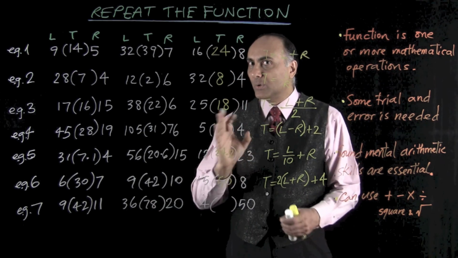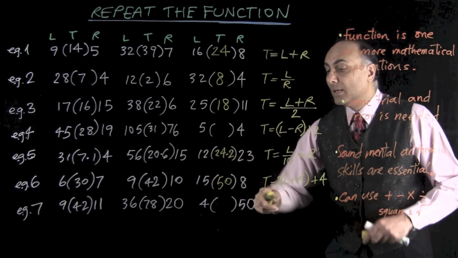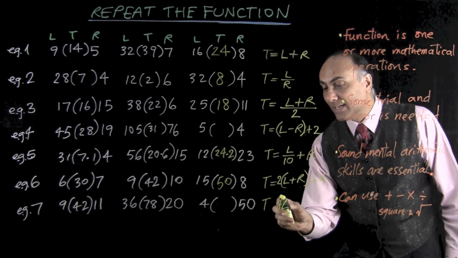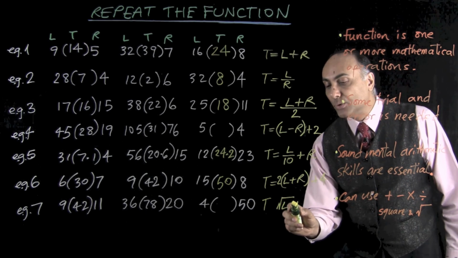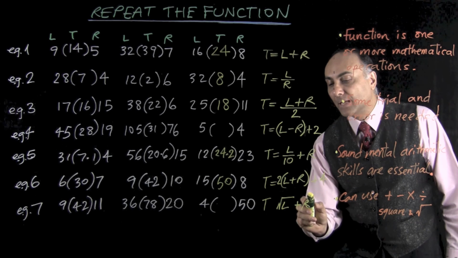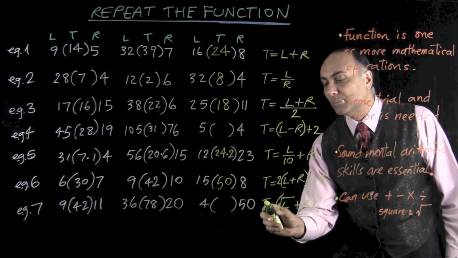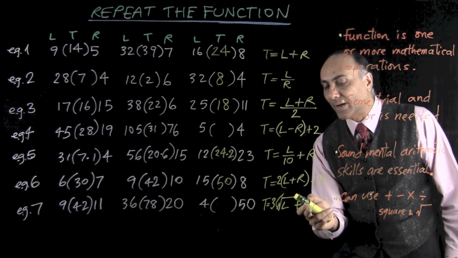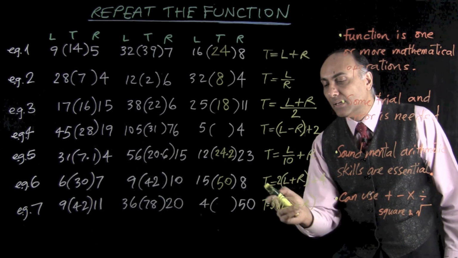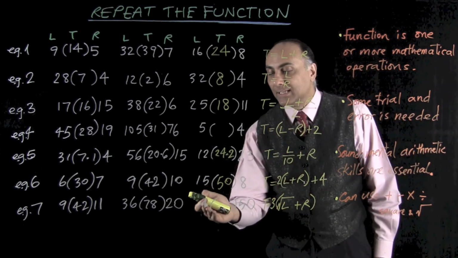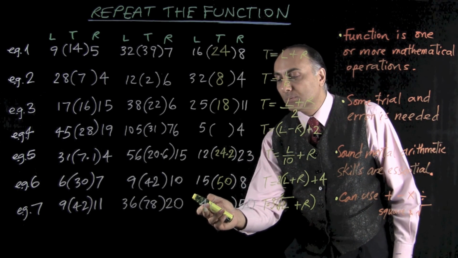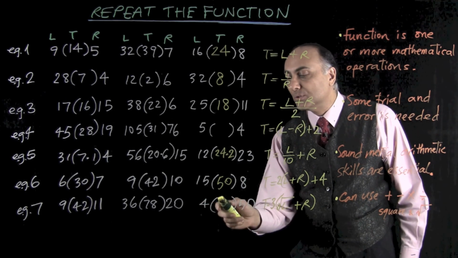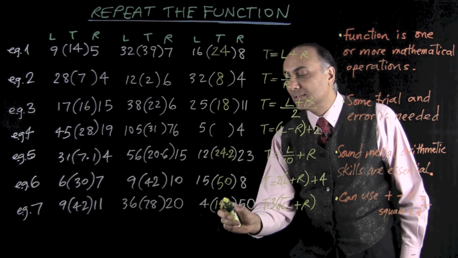So that is the correct function, which I will write like this. So we take the left number and square root it. Then we add to it the right number, and whatever the total is, I multiply it by 3. So square root the left, then add the right, and then whatever the total is, triple it. And when I apply that here, the square root of 4 is 2, add it to 50 to make 52, and then triple 52 to make 156.